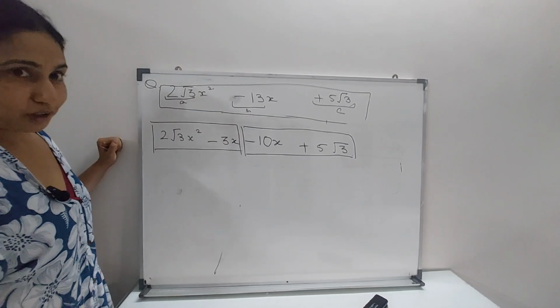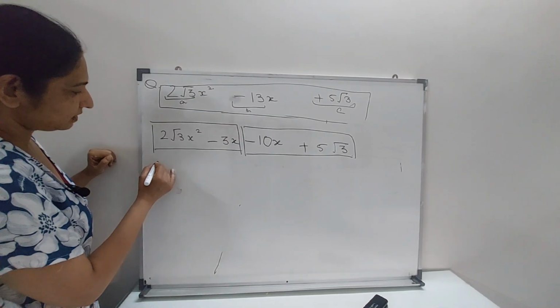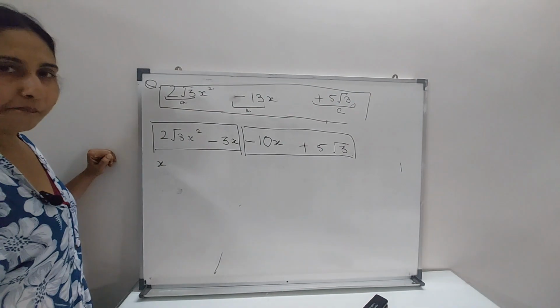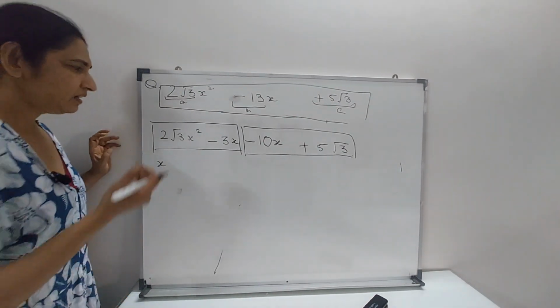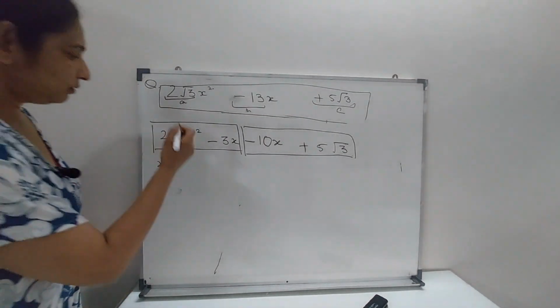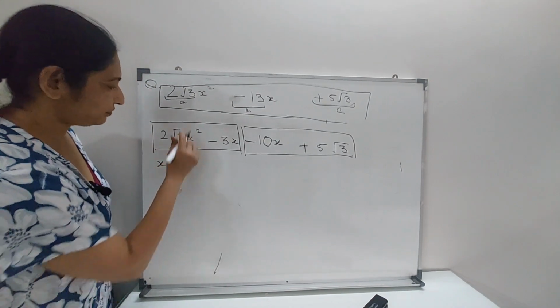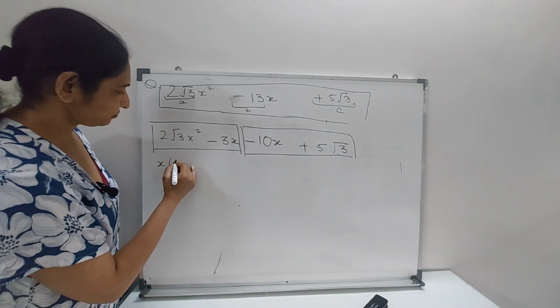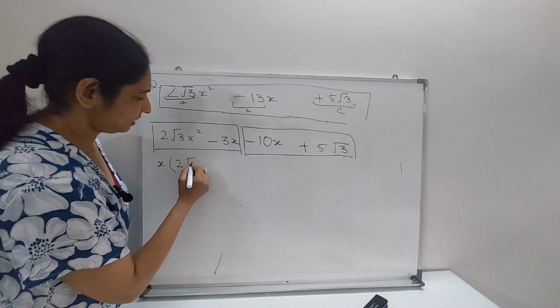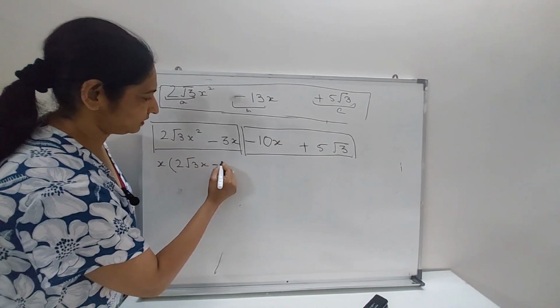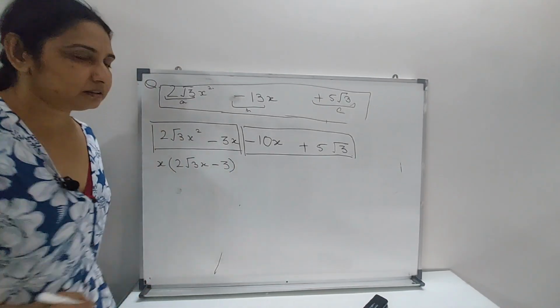What can you take out common? One option is I just take out x common. Alright, let's do the simple way. Take out x common. What are we left with from this box? 2 root 3 x minus 3.